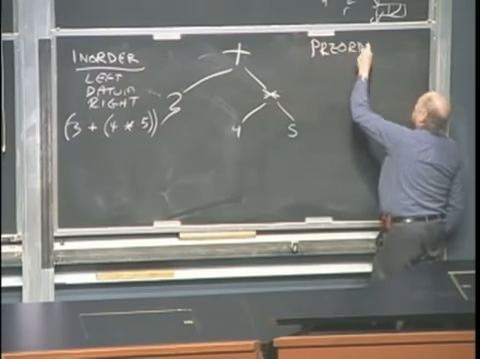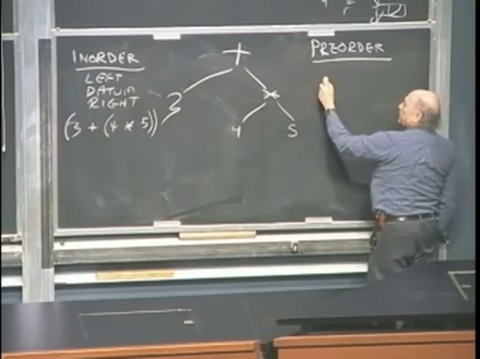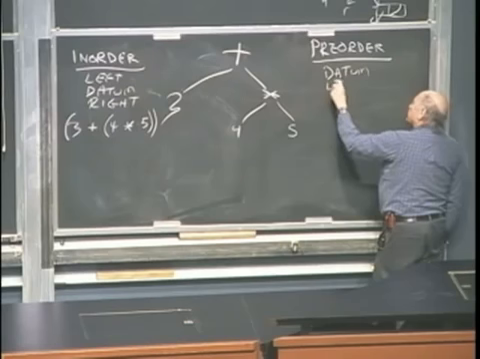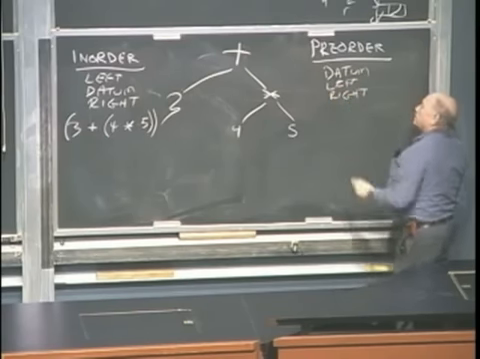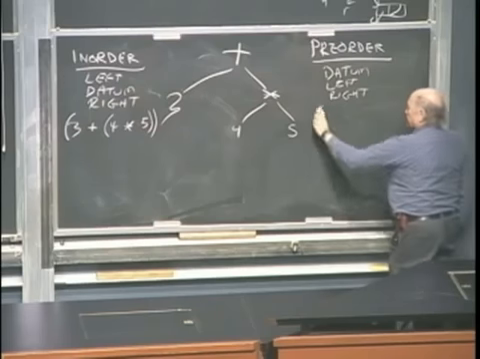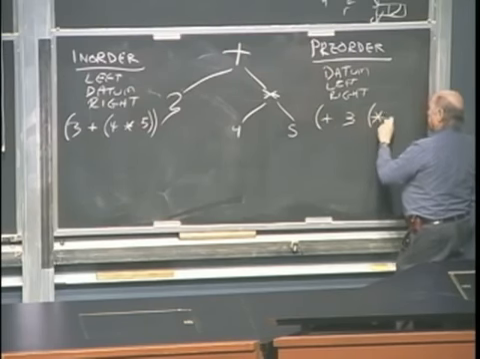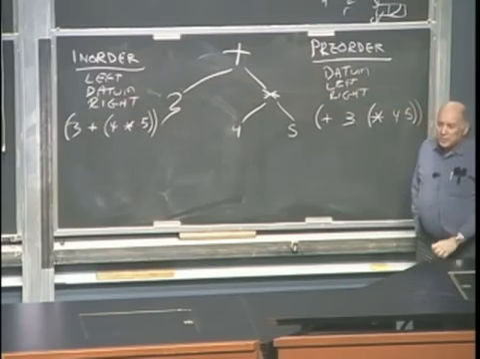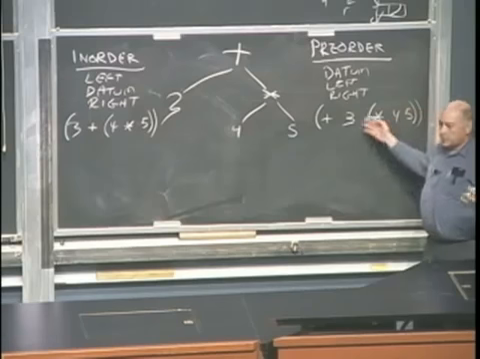Also very interesting, where we say datum, then left, then right. That gives us plus 3 times 4, 5, which 2 months ago you might not have thought very interesting, but now you can see is sort of the center of the universe.